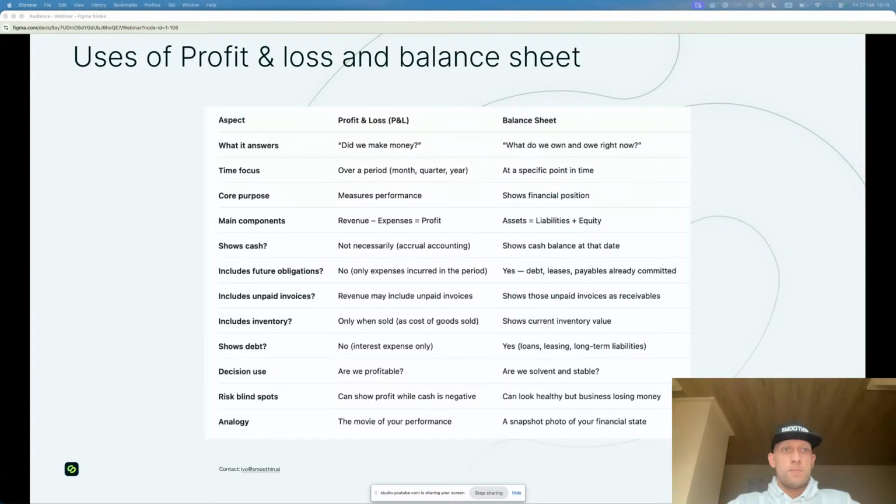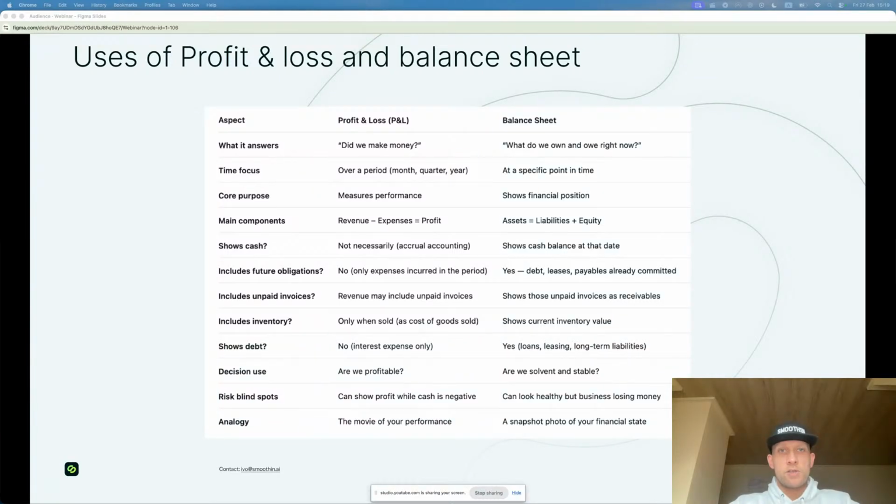So to look at it from a different perspective, you can see what is a profit and loss answer and what is a balance sheet answer. The profit and loss answer is, did we make any money? The balance sheet answers, what do we own as a company, and what do we owe to other people or other companies? What are our commitments in the future?